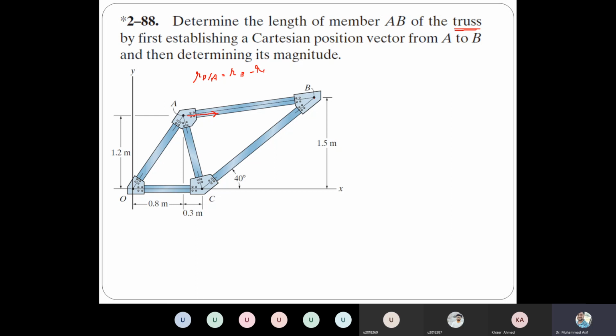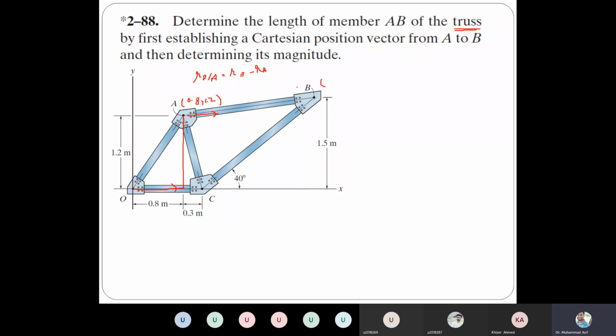That means you need the position of point A as well as the position of point B. So what is the position of point A here? You have to start from the origin. This is 2-dimensional, not 3-dimensional, because just X and Y are mentioned. How much do we have to move in the X direction? This much, 0.8. And then in the Y direction, 1.2. So this is very simple. The position is (0.8, 1.2), right?